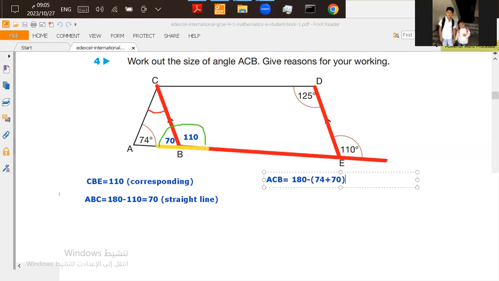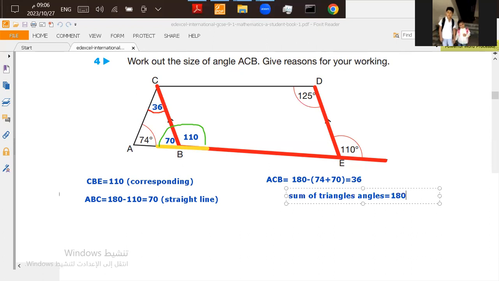So 70 plus 74, and then subtract it from 180, and the answer will be 36. So this one equals 36. So ACB is 36. And what's the reason here? As we said, this is the sum of triangles angles. Sum of triangles angles equal 180, okay?